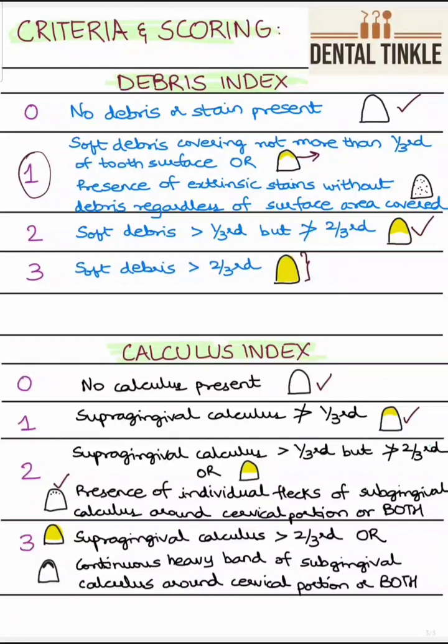And score 3 is given if the supragingival calculus is covering greater than 2/3 of the tooth surface, or if you see a heavy band of calculus in the subgingival region.